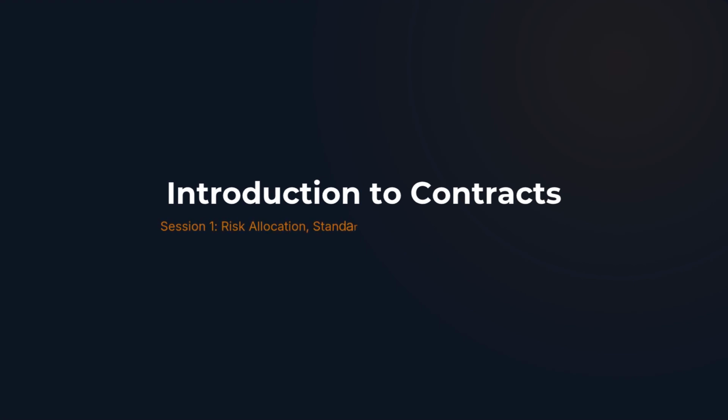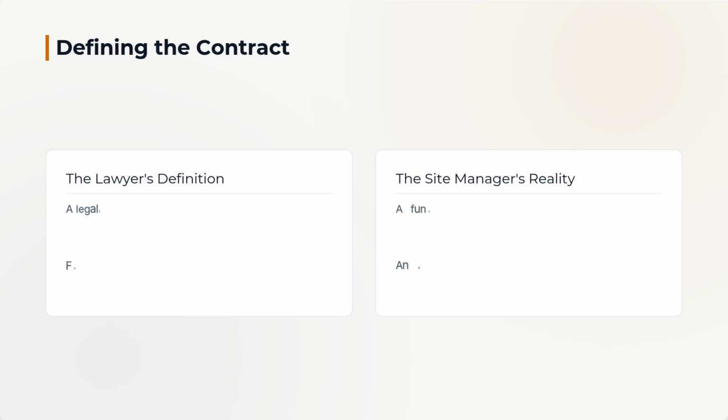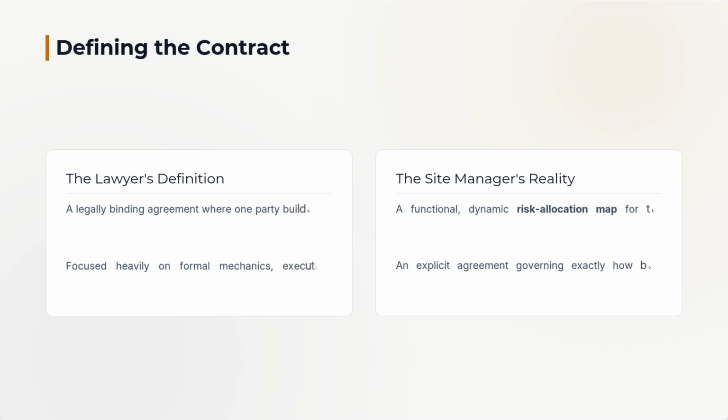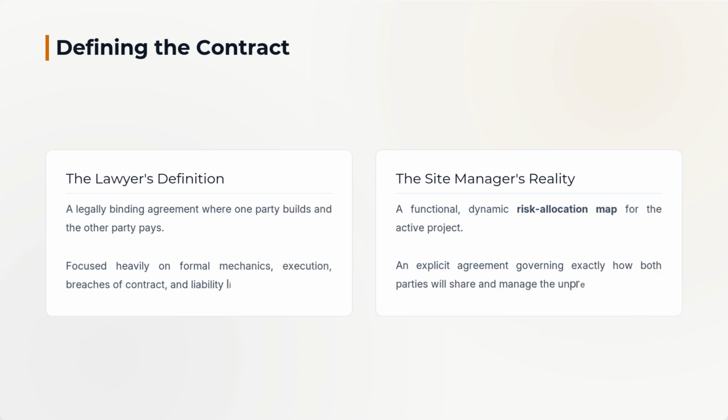Let's start with a foundational question that sounds deceptively simple. What is a construction contract? If you ask a lawyer, they'll tell you it's a legally binding agreement where one party builds and the other party pays. But if you ask a project manager on a chaotic, rain-slicked job site at 4 p.m. on a Friday, they will tell you something completely different. They'll tell you it's a risk allocation map.